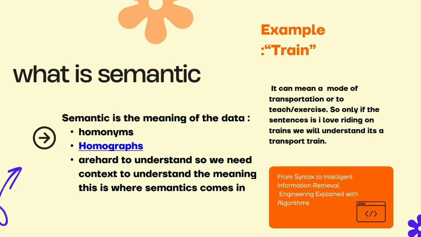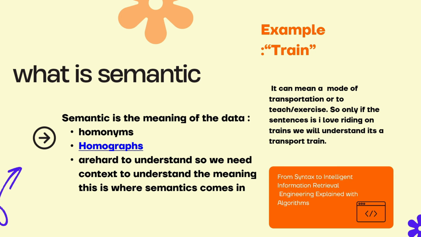Now, let us move to the next important concept, semantics. What is semantics? Semantics refers to the meaning of data. While syntax focuses only on the structure, semantics focuses on understanding the context and meaning. In real language, we often have homonyms and homographs, words that look or sound the same but have different meanings. For example, the word train. It can mean a mode of transportation, or it can mean to teach or practice something.